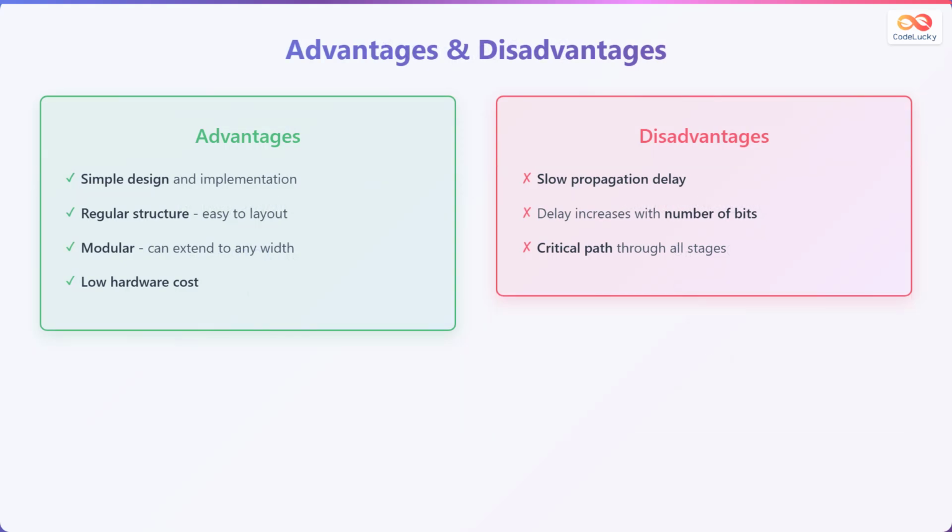Let's explore the advantages and disadvantages of the ripple carry adder. The advantages are simple design and implementation, regular structure making it easy to lay out, modular design allowing it to be extended to any width, and low hardware cost. The disadvantages are slow speed, as propagation delay increases with the number of bits, and a critical path through all stages.